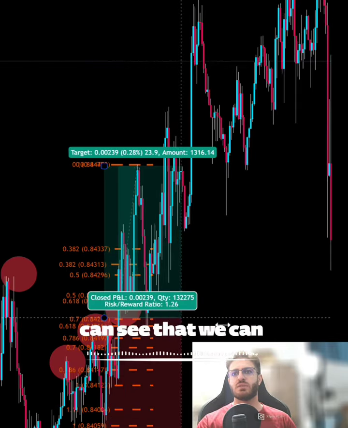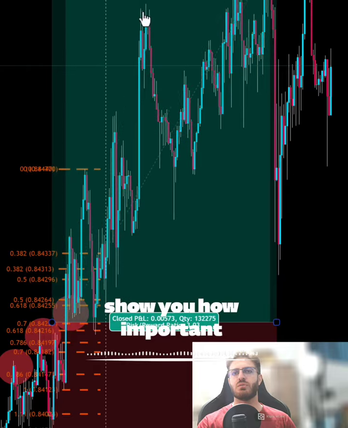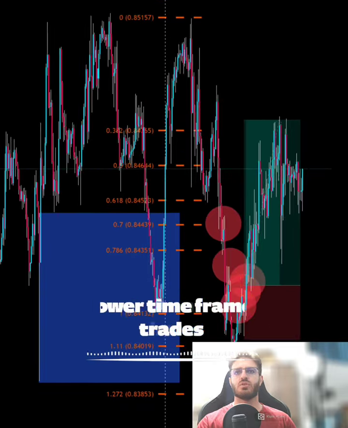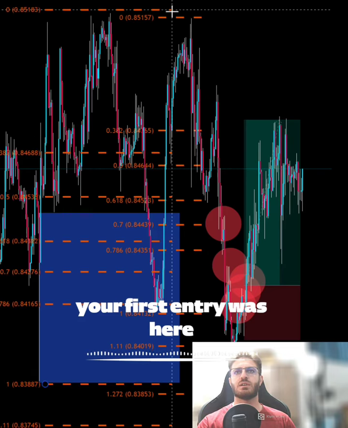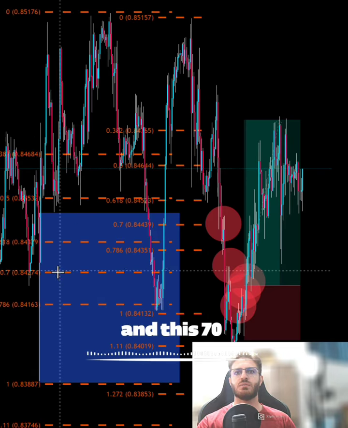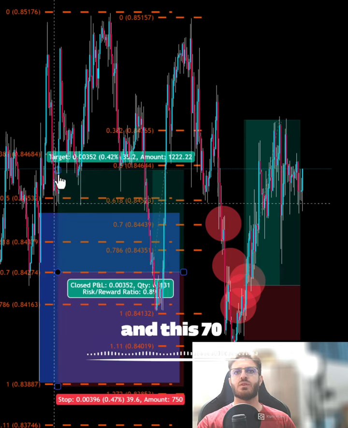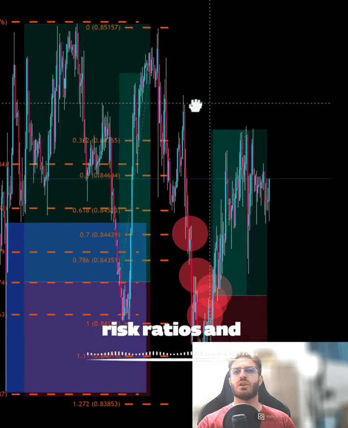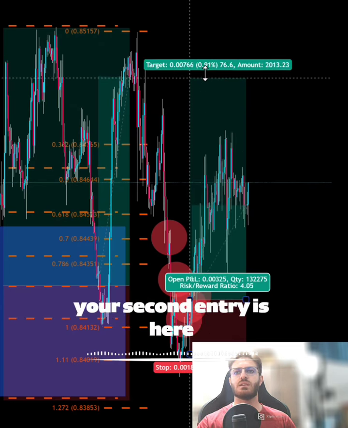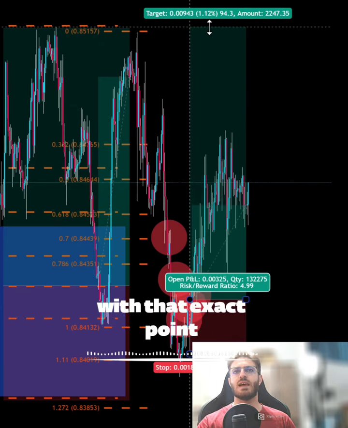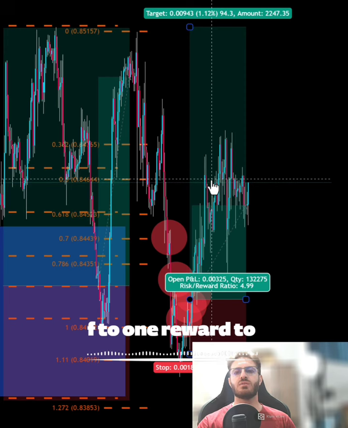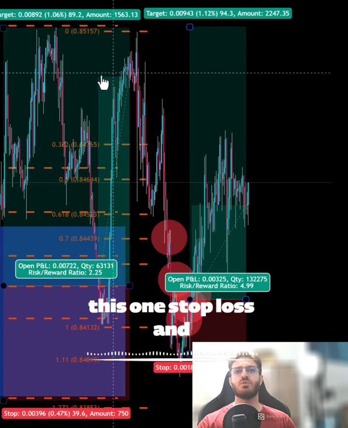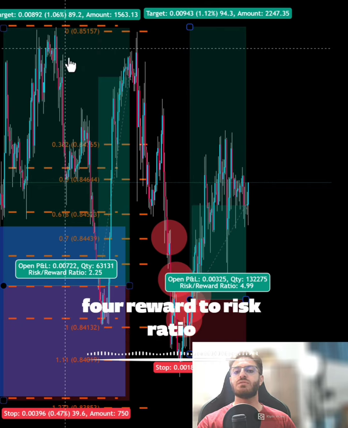You can see how important it is if you are patient enough to take lower time frame trades. Your first entry was here on this 70%. For this high, it provides you higher than 2 reward to risk ratios. And your second entry is here. With that exact point, you are going to have 5 to 1 reward to risk ratio minus this 1 stop loss, and you will have 4 reward to risk ratio left.